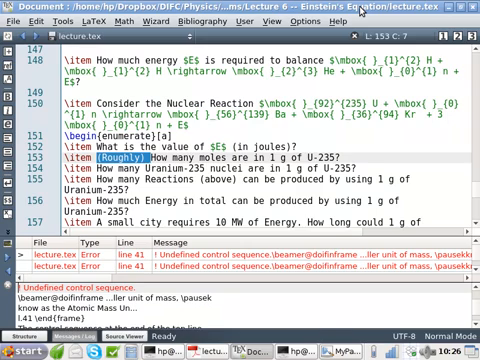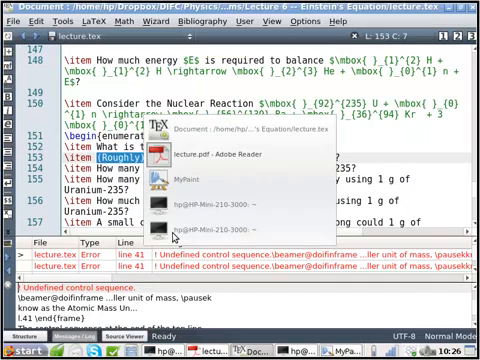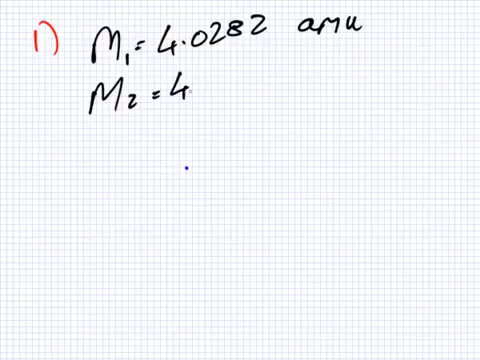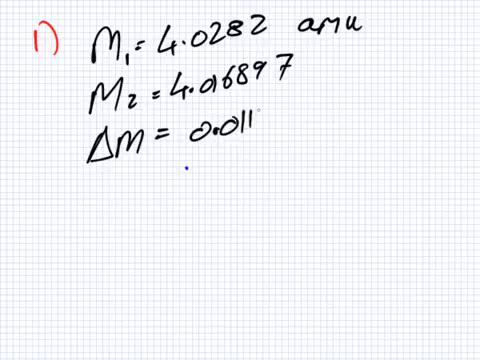And the mass on the right would be, let me see, the helium-3, 3.01603, plus a neutron, 1.00867. Right, so the mass on the right is 4.016897. So the mass that's missing is 0.011303 AMUs.